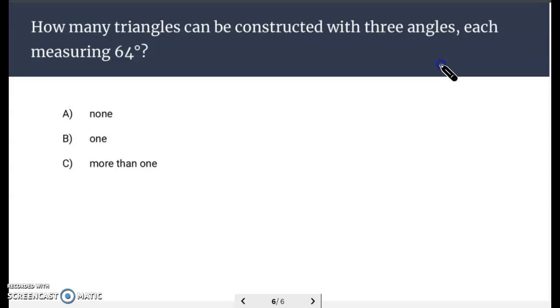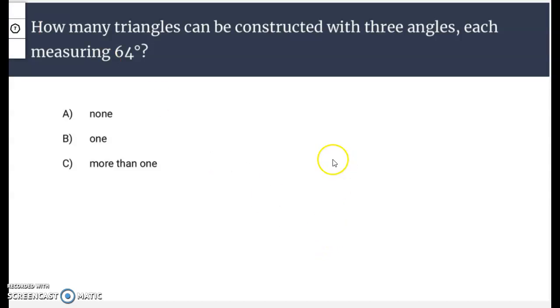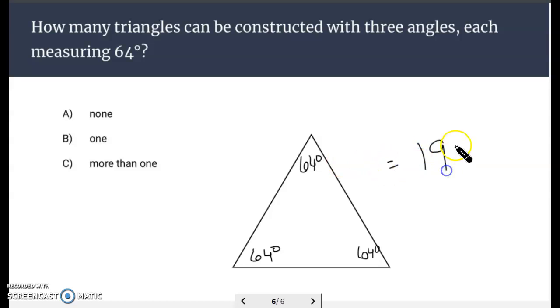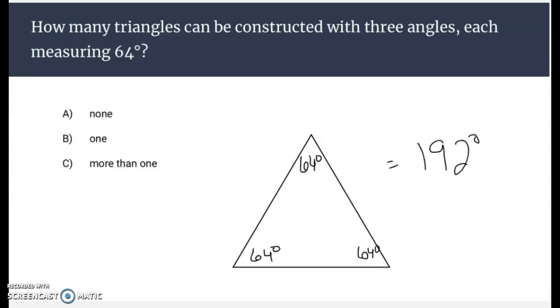Alright, let's look at one more. How many triangles can be constructed with three angles, each measuring 64? So 64 for all three, so 64, 64, and 64. Well, if we add all of those up, I believe we're going to get a number greater than 180. 64 times 3, calculator says 192 degrees. We cannot make a triangle that adds up to 192. They have to add up to 180. So this would be none.